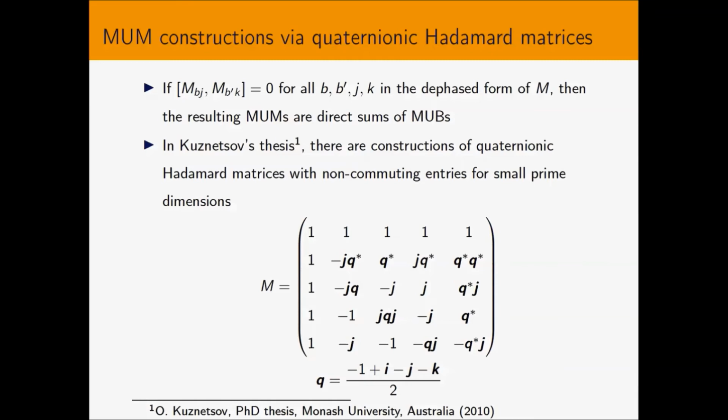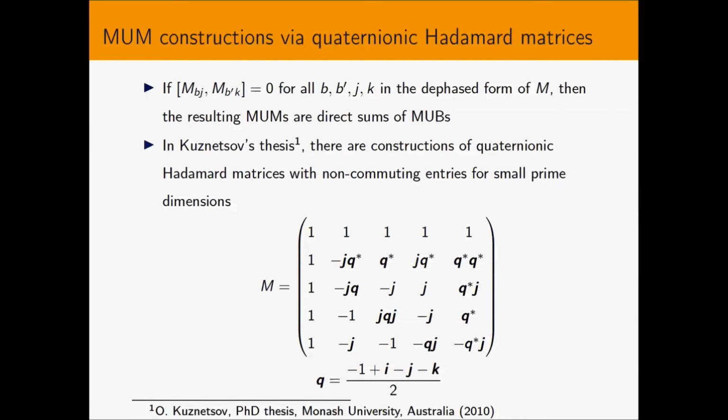Yes. And actually for number 4, I didn't put this here, but there's another construction of a one-parameter family of quaternionic Hadamard matrices. And okay, maybe it's not even one parameter.